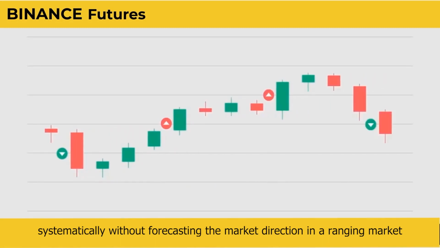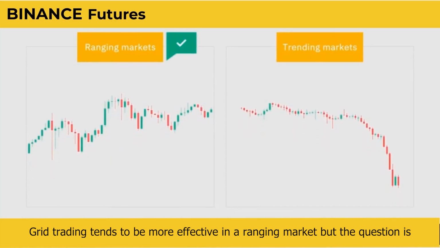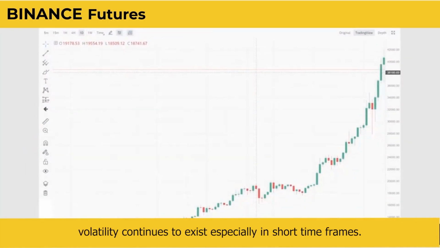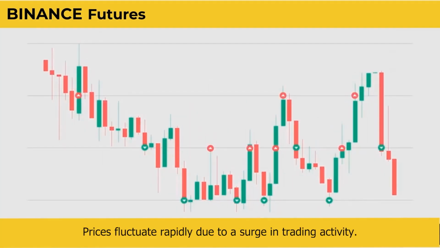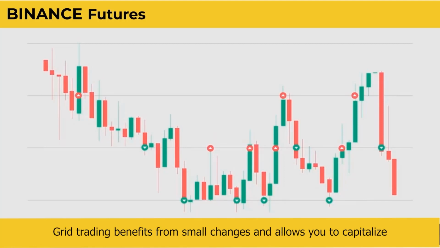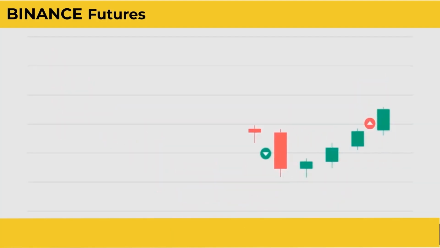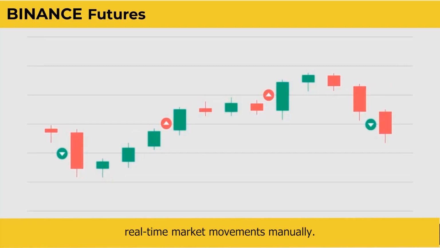a ranging market. Grid trading tends to be more effective in a ranging market, but the question is, will it be applicable when prices are trending? Note that even in trending markets, volatility continues to exist, especially in short time frames. Prices fluctuate rapidly due to a surge in trading activity. Grid trading benefits from small changes and allows you to capitalize on increased market volatility. It is also convenient as it eliminates the need to place orders and monitor real-time market movements manually.